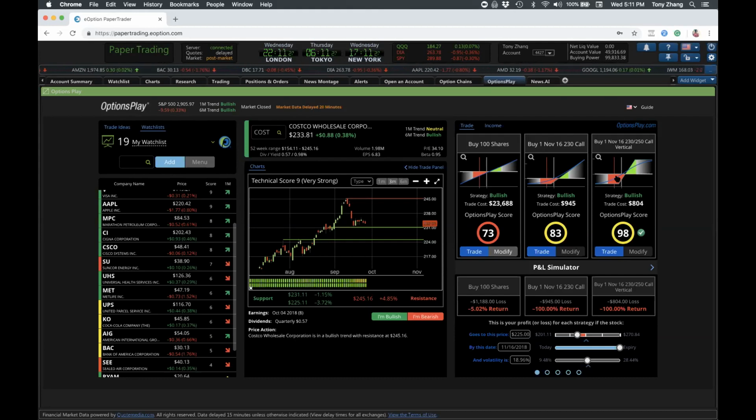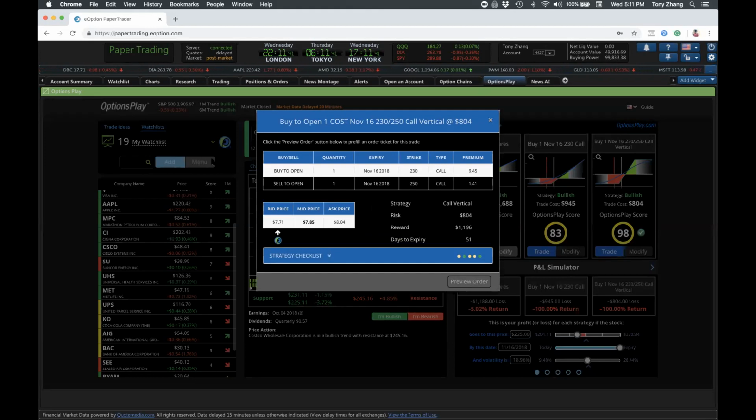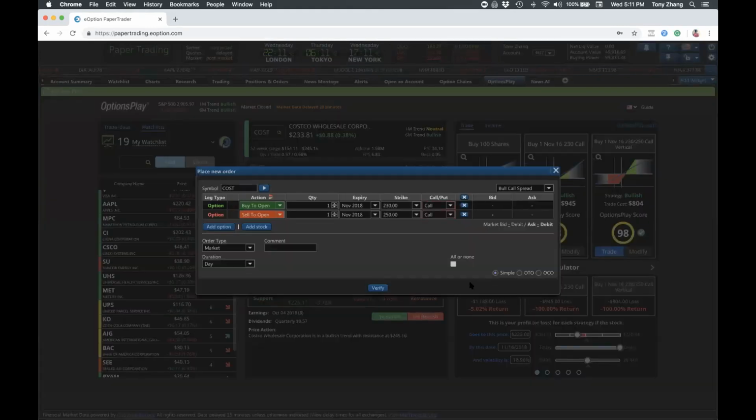And one of the best things that we've done with the integrations that we've done here with Regal Securities is once you've decided on a trade that you want to place, let's say this vertical here on the right is a trade that you want to make, you can hit the trade button, and that allows you to pull up that trade so that you can see exactly what the trade is, what the bid ask is, and immediately hit the preview order button to pre-fill the ticket on your platform.